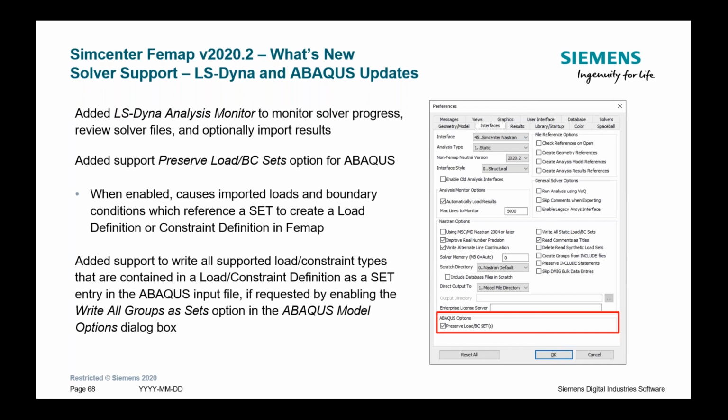We also added support for Abaqus. This is to preserve load BC sets. So loads and boundary conditions in Abaqus can sometimes be specified using a set command or a set entry inside Abaqus. And if we come across one of these when we're importing an Abaqus input file, what we end up doing is creating a load definition or constraint definition in Femap. And if you have load definitions inside of Femap, and you choose the write all groups as sets when you're exporting an Abaqus model, it will send those loads and boundary conditions out using a set command or set entry instead of as individual lines in your input file.